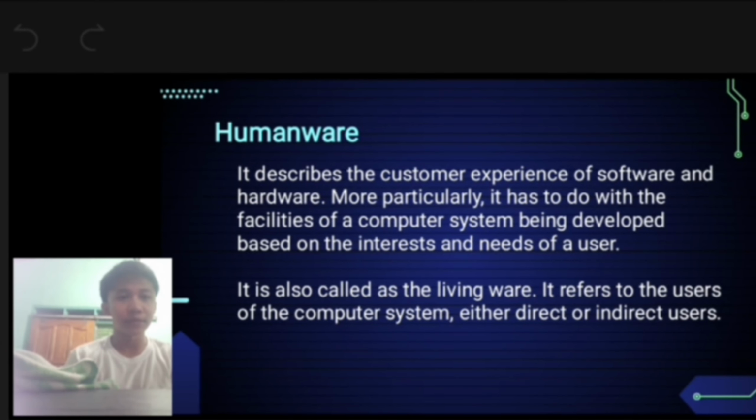Humanware. It describes the customer experience of software and hardware. More particularly, it has to do with the facilities of a computer system being developed based on the interests and needs of a user. It is also called the livingware. It refers to the users of the computer system, either direct or indirect users.